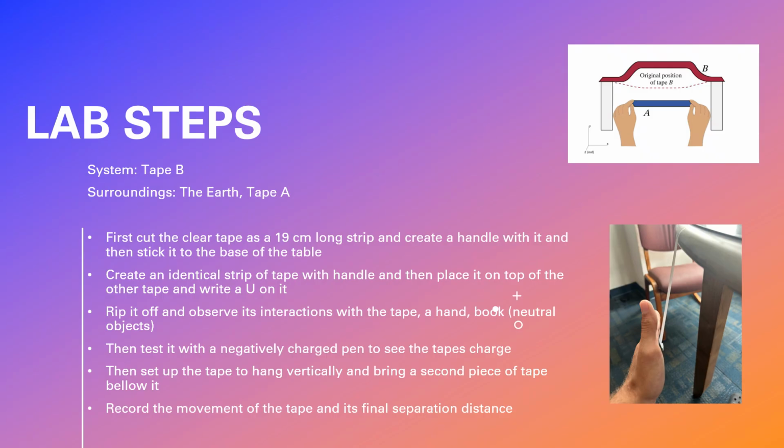The system for this lab was tape B, as you can see in the upper top right corner. The surroundings was tape A and the earth. And then some of the steps to set it up include making sure that the tape is positively charged, as shown in the image in the bottom right, and the main data to collect was the final separation distance between the two pieces of tape.